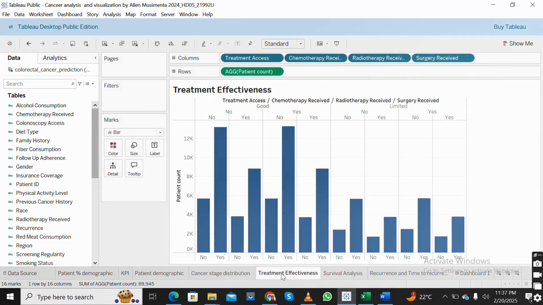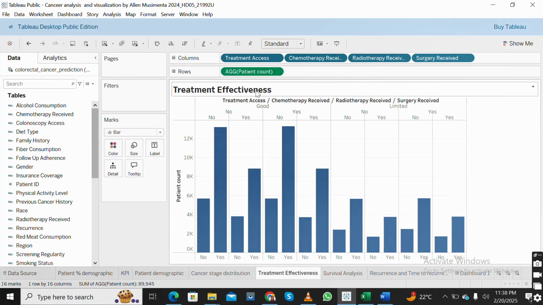So here we look at the treatment effectiveness. With this, we're looking at the different treatments: chemotherapy, radiotherapy, and surgeries of patients. If they receive the surgeries, how is it? And if they don't receive it, and those that receive chemo and those that don't, we are looking at them in terms of the patients, and also their different genders.